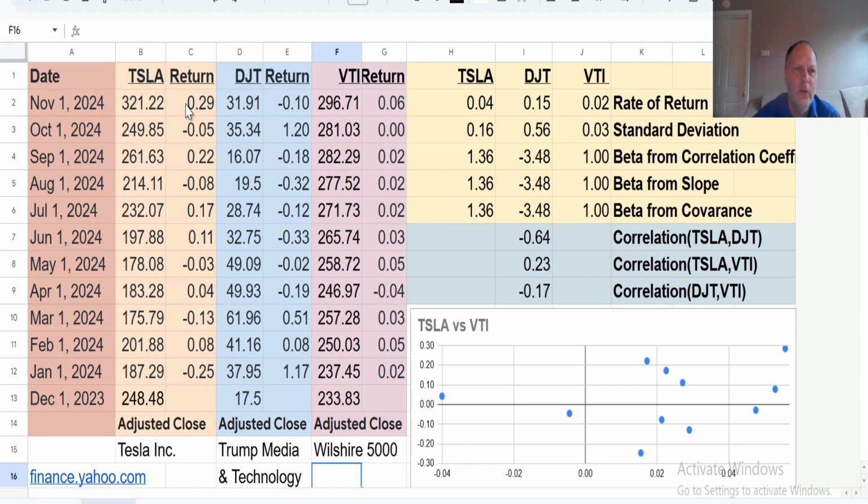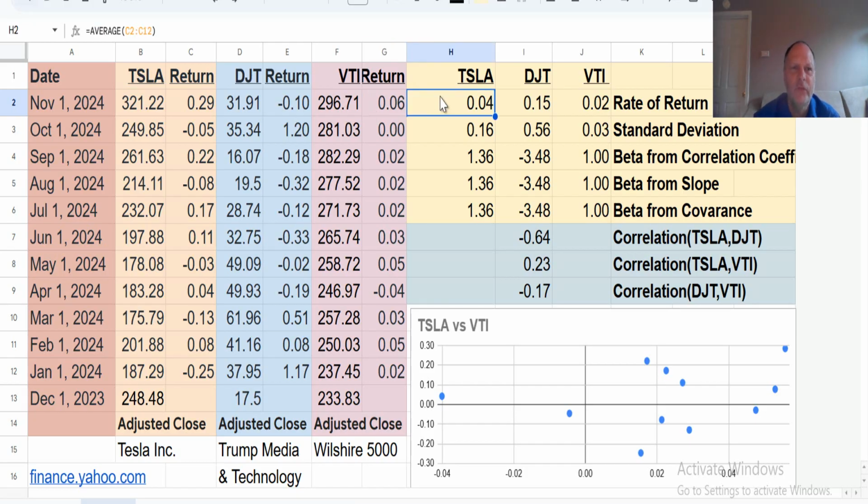So starting with rates of return, here we have the monthly Tesla data. If we want to calculate the rate of return on a monthly basis, you just take the price of Tesla in the most recent month minus the month before that, divide by the month before that, and we get a monthly rate of return for each data point. We do the same thing for Donald J. Trump Media Technology and for the Wilshire 5000 VTI.